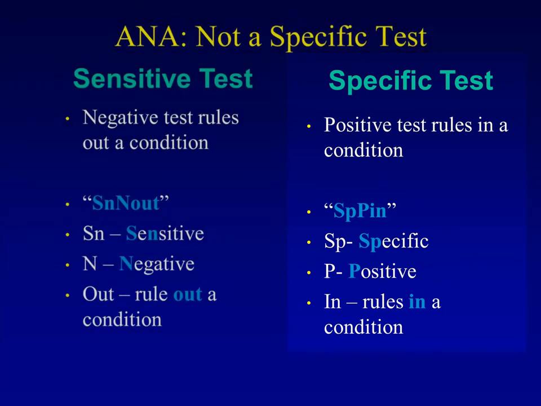So an ANA is not specific for lupus or SLE, because if it is positive, an ANA can be due to many things and does not rule in SLE. However, an ANA is a sensitive test. If it is negative, it almost always rules out SLE. So do remember, SPINs and SNOUTs: an ANA is not a specific test. However, it is a sensitive test, and therefore it is most useful when negative to rule out SLE.